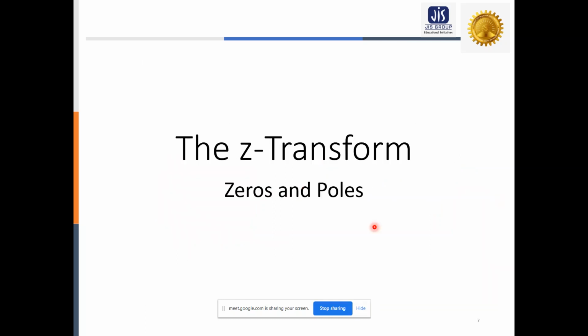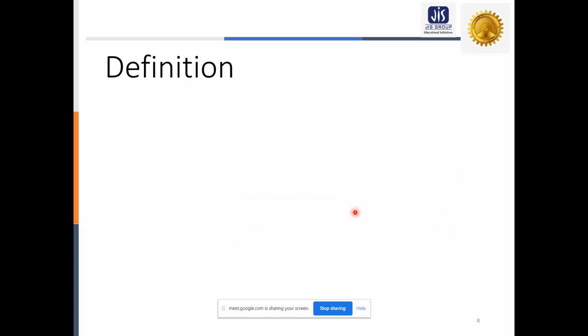Now what are these two terms, zeros and poles? This is a very important factor in the Z transform.